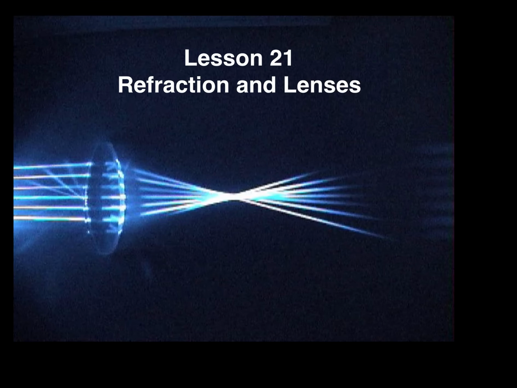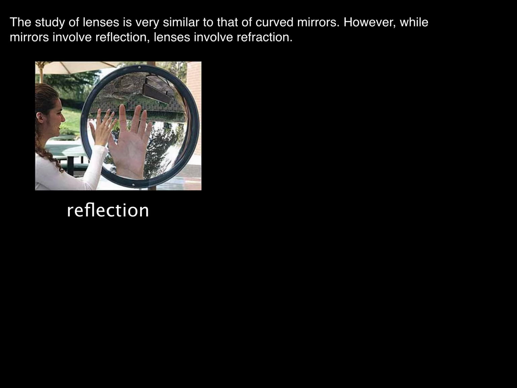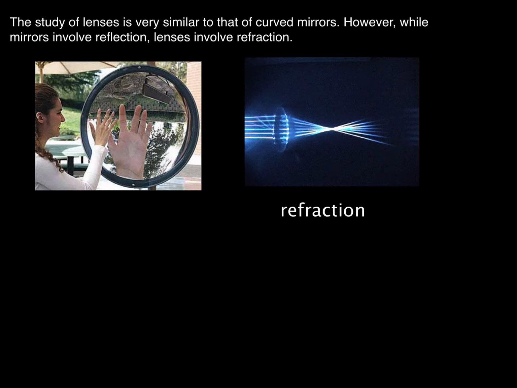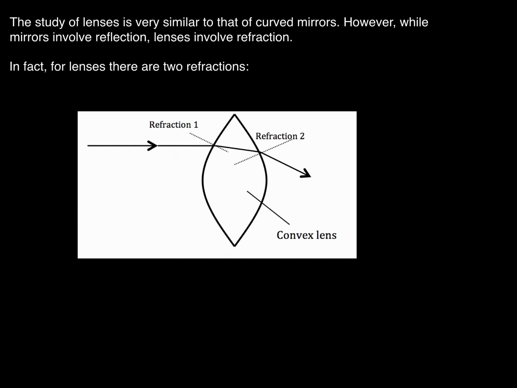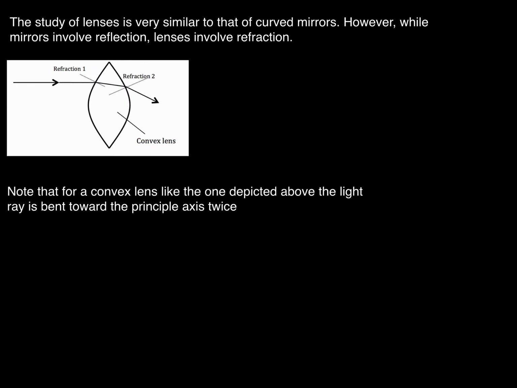Lesson 21, Refraction and Lenses. The study of lenses is very similar to that of curved mirrors. However, while mirrors involve reflection, in which light bounces off the curved surface, lenses involve refraction, in which light bends as it travels through the curved surface. In fact, for lenses, there are two refractions. One when the light ray enters the lens, and one when the light ray exits the lens.